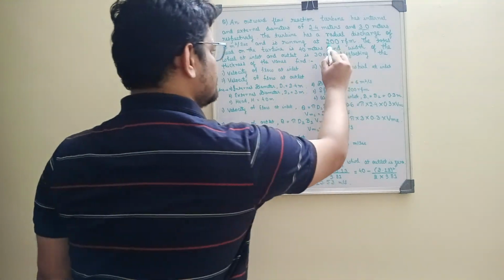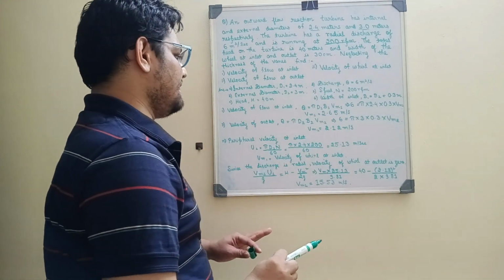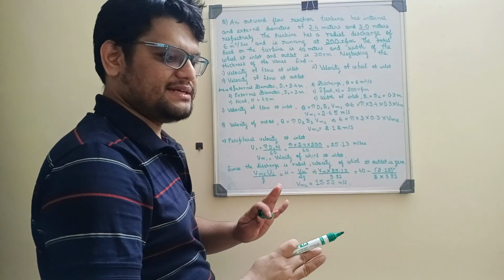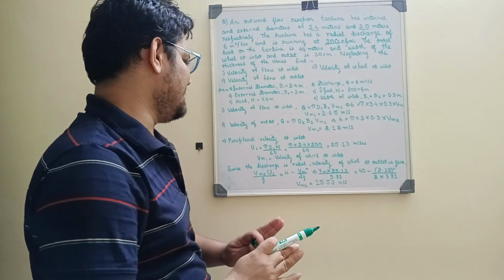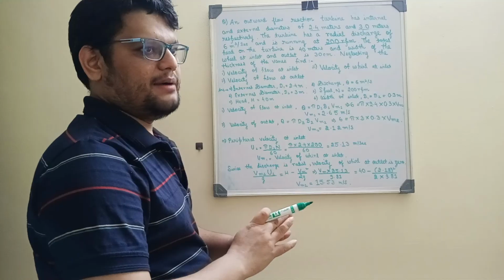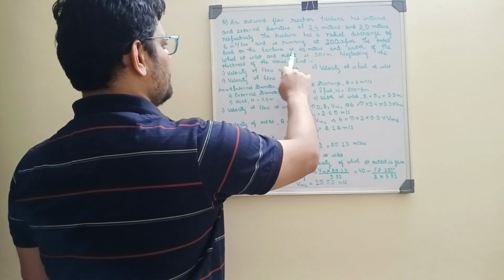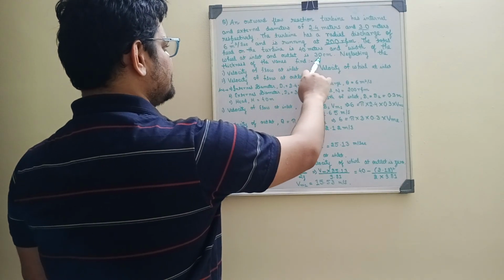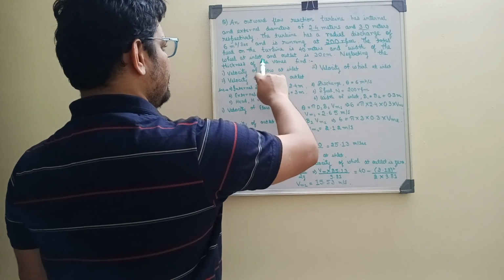RPM is speed. It is used in electrical machines, and also in dynamics of machines and machine design, where speed is mentioned everywhere. We generally use the formula pi dN by 60, which is the velocity of the blade of a turbine or machine. So this is 200 rpm, the total head of the turbine is 40 meter, and the width of the wheel at the inlet and the outlet is 30 centimeter.